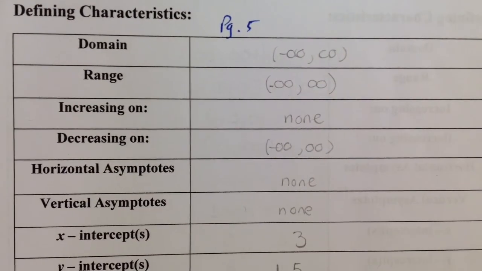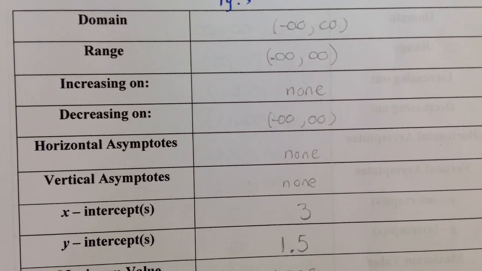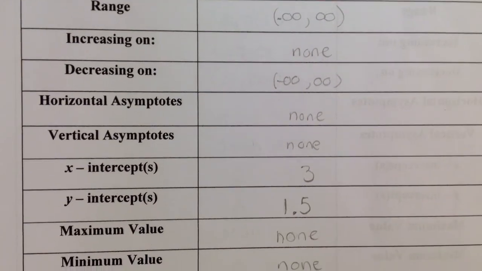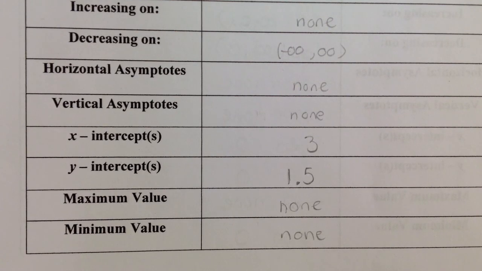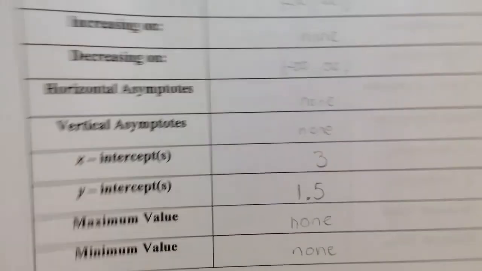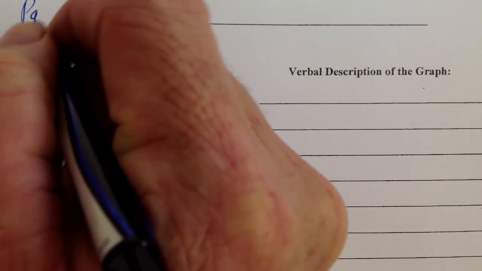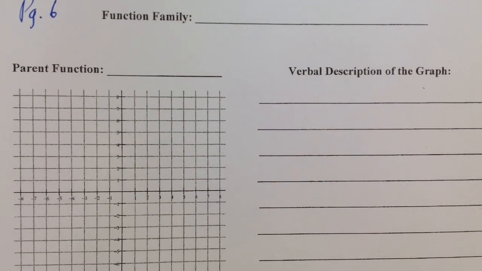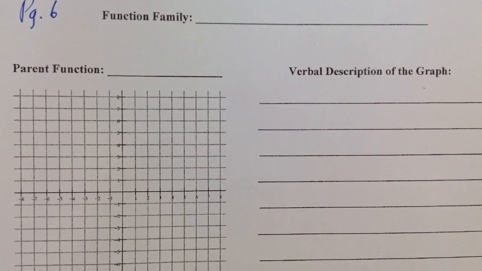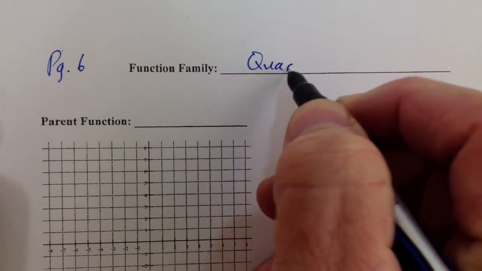So the defining characteristics here, you can see domain, range, increasing, none, decreasing, for all real numbers, no asymptotes, x and y intercepts, and max and min values. Okay? Now we go to, so pause the video just to check those out. Now we go to page 6, and we can see that page 6 is our quadratic function family. Okay, so that's quadratic.